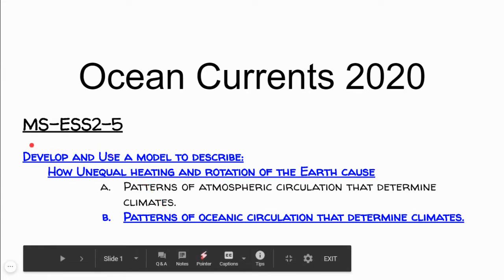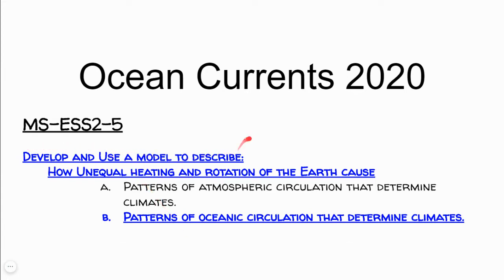One is go ahead and develop and use a model to describe. Remember, models are things that describe such things as a model of an airplane. Maybe it's not the real size airplane, it's the model of an airplane. It helps describe what this airplane might do in flight. We've used models for volcanoes and all sorts of things.